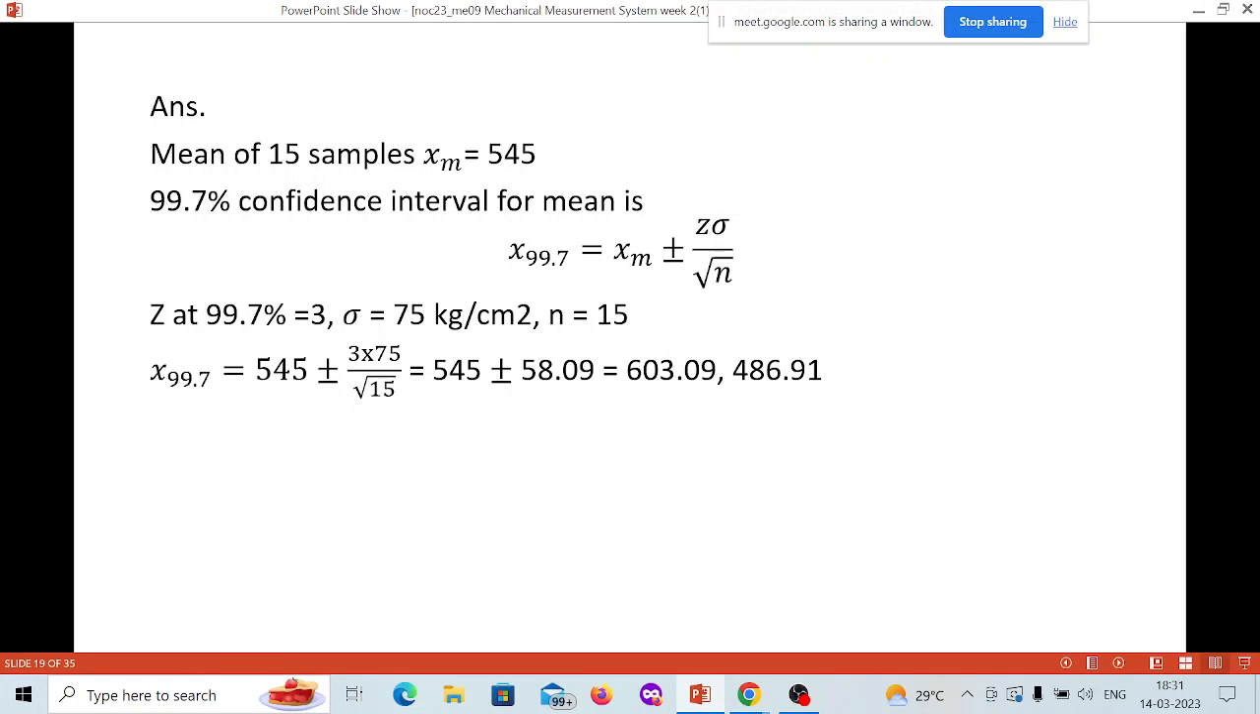If you substitute the values in the above expression, x at 99.7% is 545 plus or minus 3 into 75, the standard deviation, divided by root of 15. So 545 plus or minus 58.09. That gives you the interval in which 99.7% of the data values lie: 603.09 and 486.91. Those are the compressive strength interval.